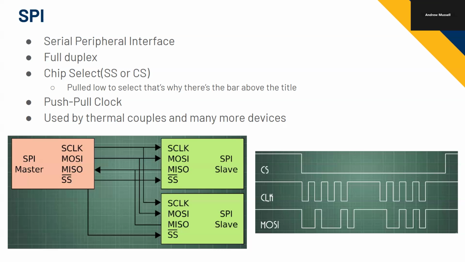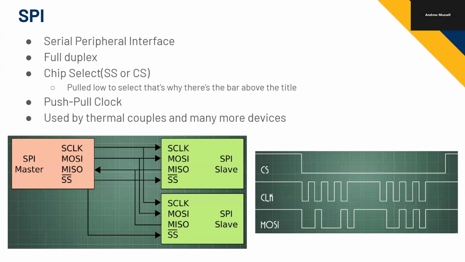So SPI, for that reason, and because it's a push-pull clock, can communicate much faster. This is also out of order; push-pull we'll cover in a second. This is used by thermocouples and many more devices on the card. Thermocouples is just the first one I came across when I was writing this slide.